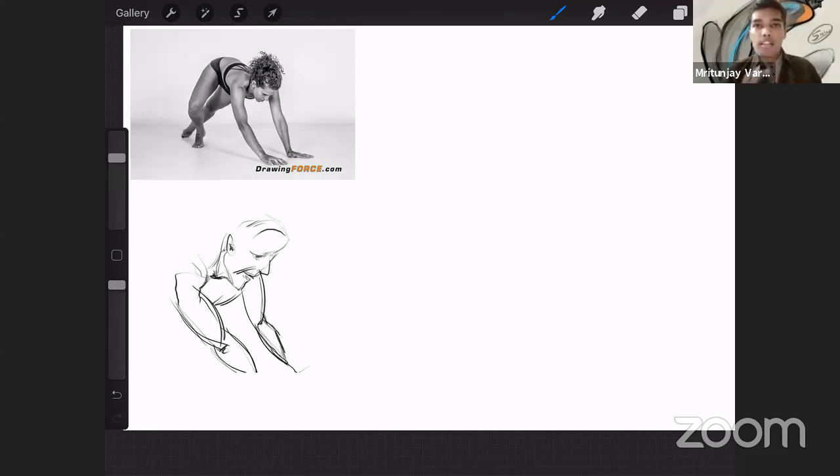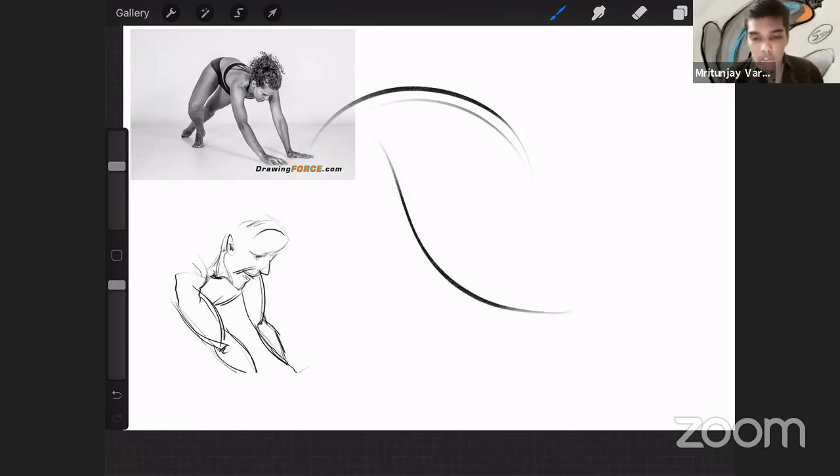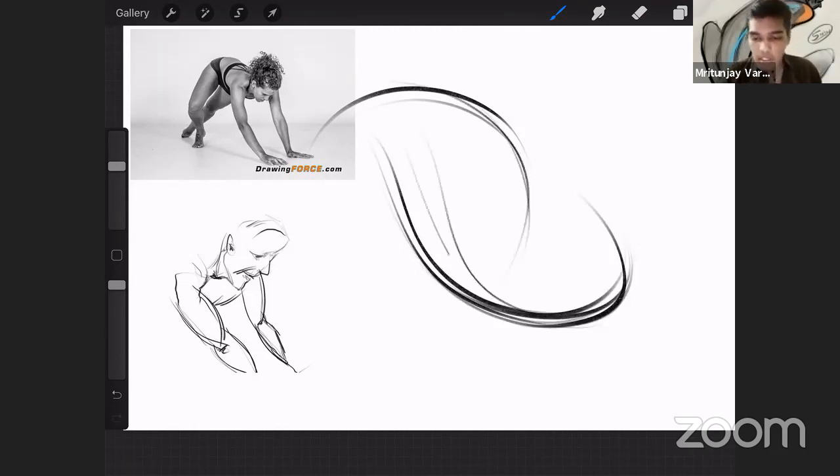So if I look at this model in real life, I'm like, oh my God, just look at the energy she's putting there in her front, shoulder and the chest area. She's pressing up her hands against the floor. Look at the force going there. So yeah, something like this.